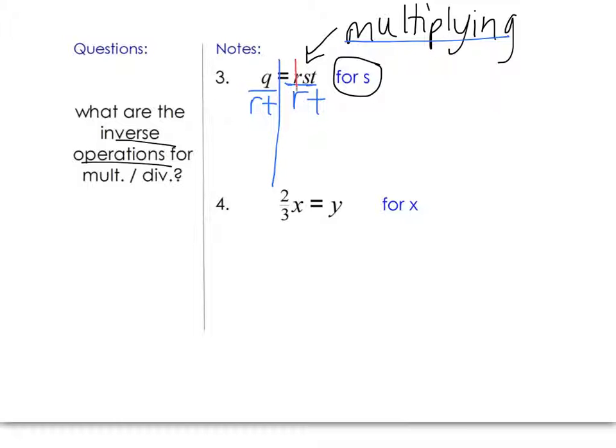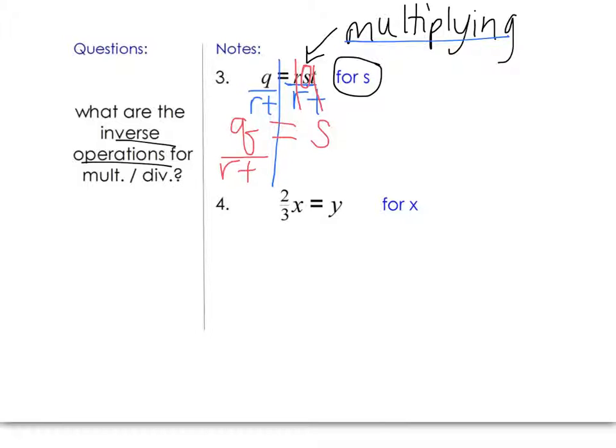Then wouldn't those R's cancel and those T's cancel? And then all I'm left with is that S? Could that work? I think it can. I actually know it can. If you divide by R and T, S is all alone, and S equals Q divided by RT.